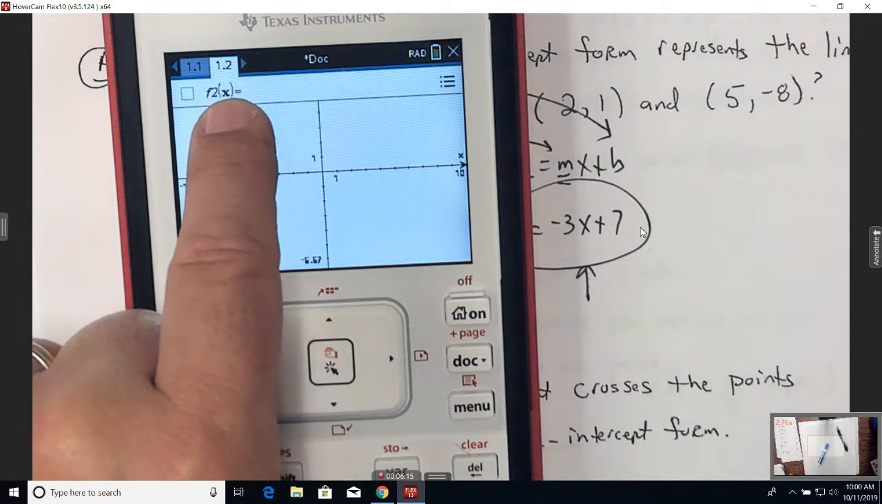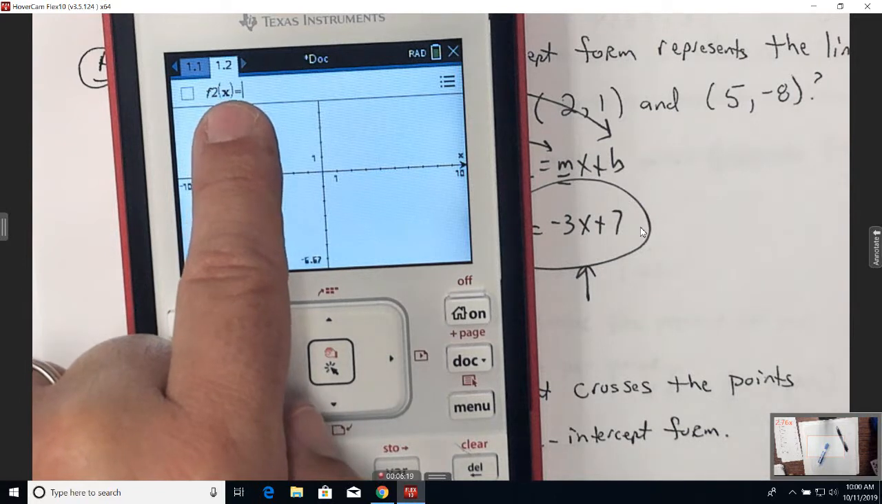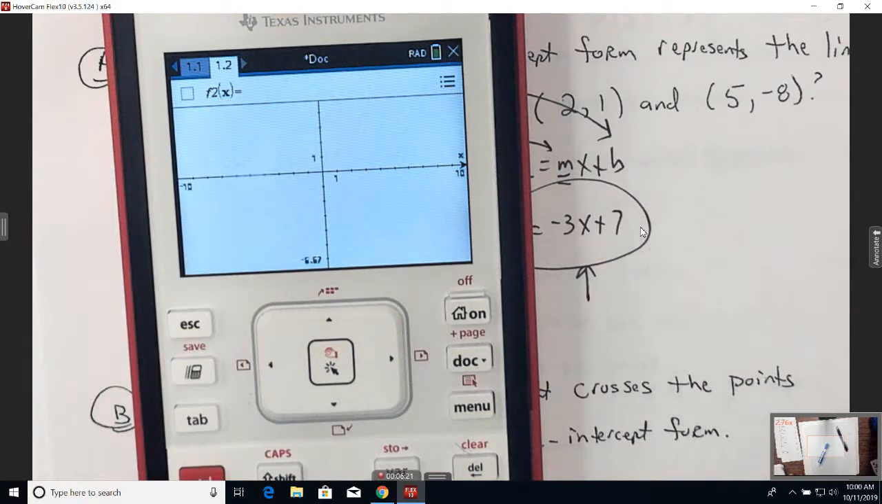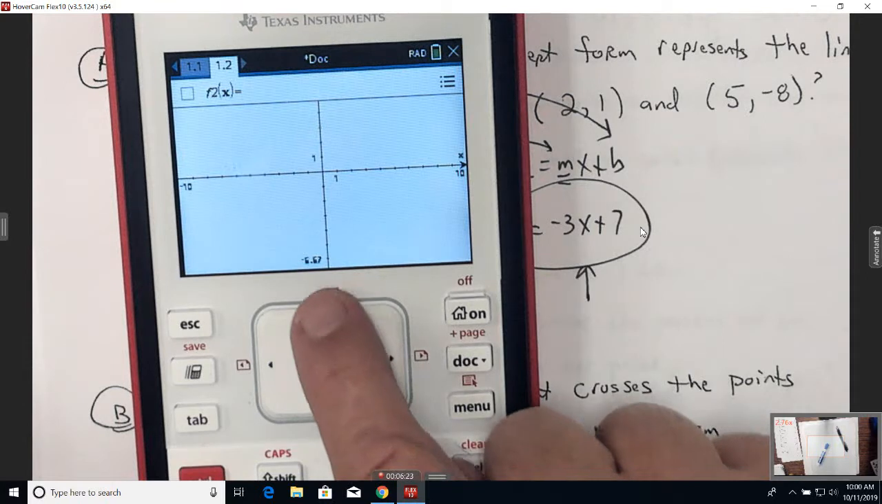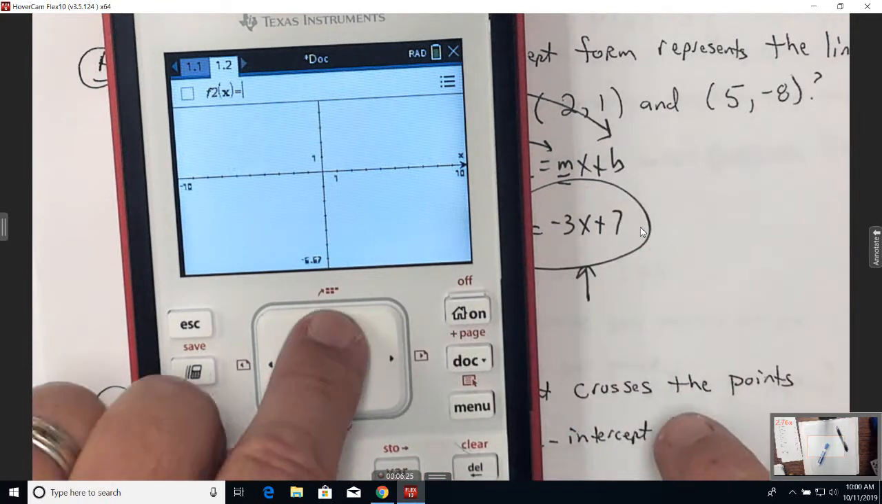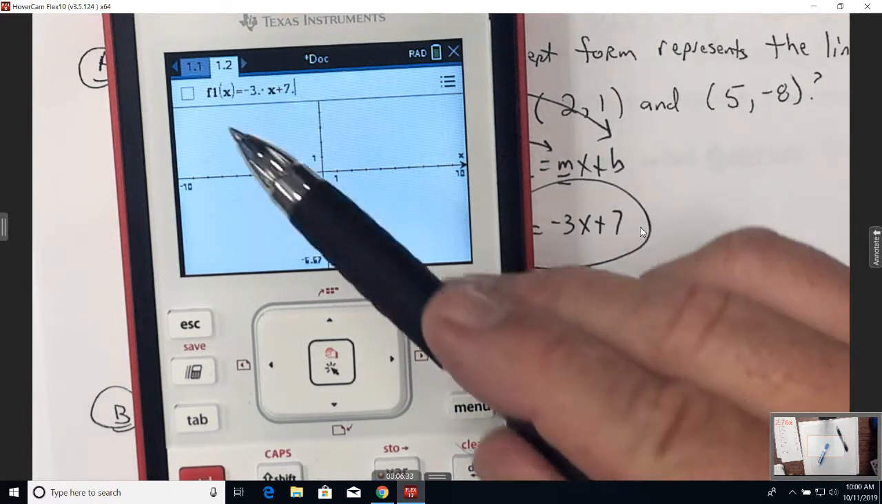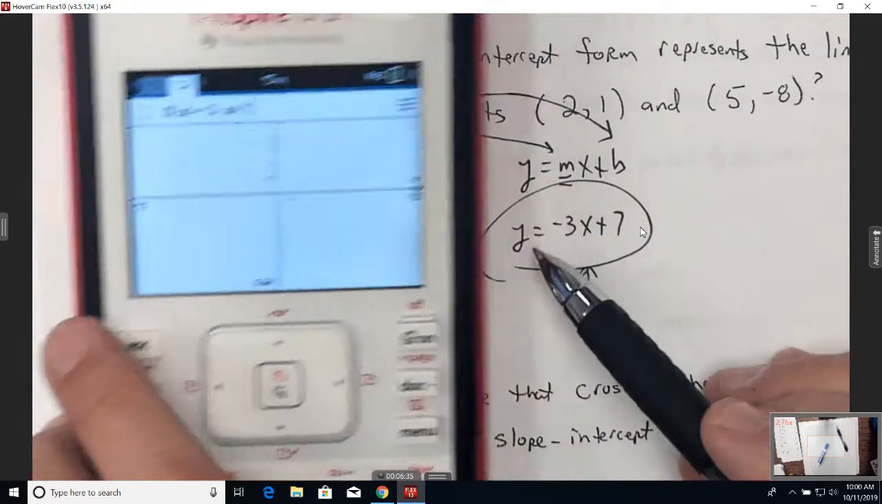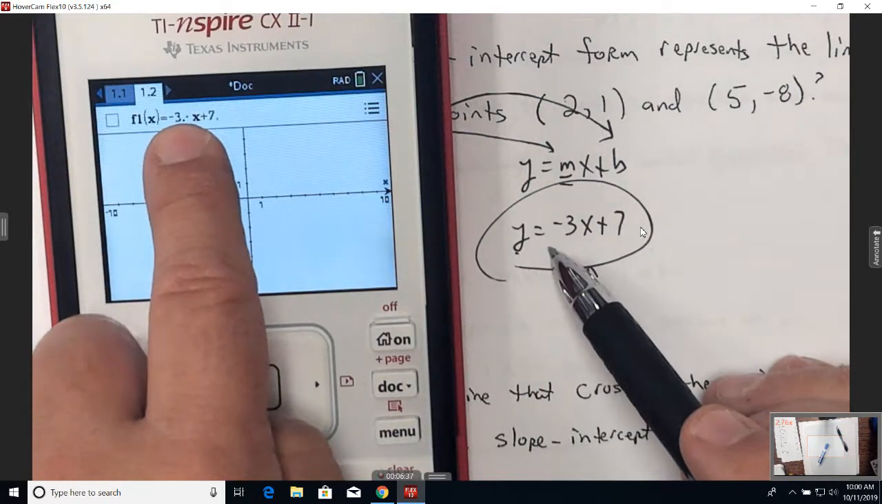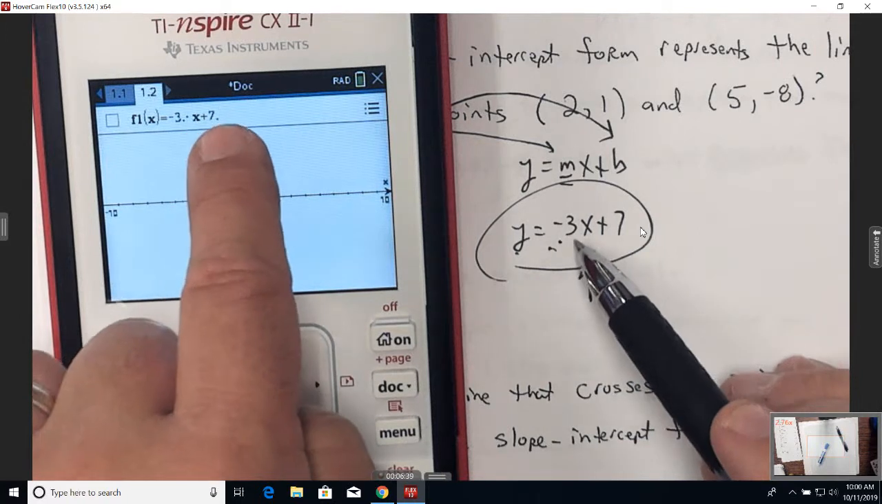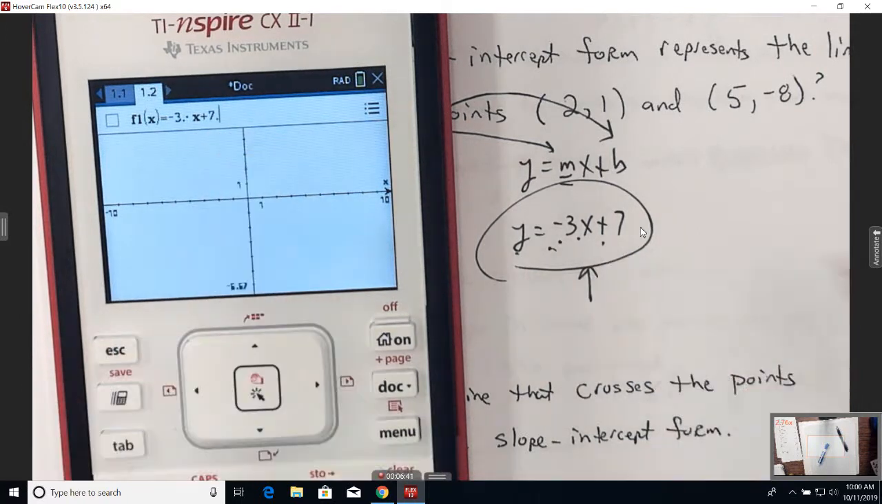It's the first function rule. See how this says F2? It's saying that's the second equation. Where's the first one? It's right above it. So click up. Just take this little keypad and push it up once. And there's the equation. Look, isn't that the same equation we have? Y, or f of x, equals negative 3 times x plus 7. There's the slope-intercept formula. But why don't I see the picture of the graph?